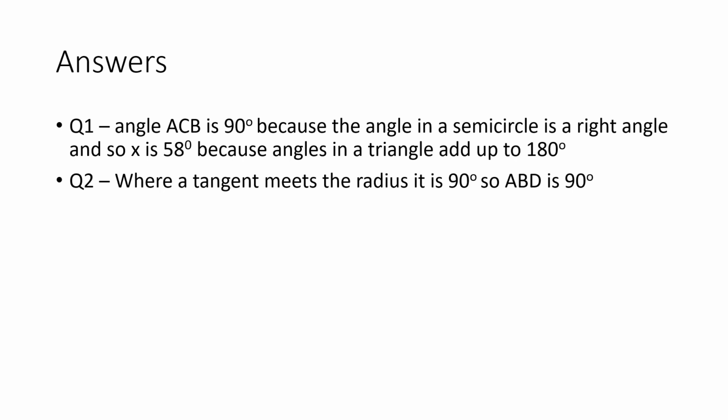So answers. Question 1. Angle ACB is 90 degrees because the angle in a semicircle is a right angle. So X is 58 degrees because angles in a triangle add up to 180 degrees. And question 2. When a tangent meets the radius, it's 90 degrees. So ABD is 90 degrees. Also remember, the proof that I showed in rule 2 is for the second part of rule 2, which I'll be talking about in another video.